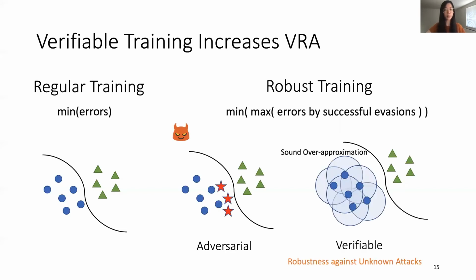There are two types of robust training methods: adversarial training and verifiable training. Adversarial training uses existing attacks to estimate the maximal errors found in the training instances. We use verifiable training in this paper. Verifiable training uses sound over-approximation techniques to get an upper bound of the maximal errors for all potential evasions, which bounds even the unknown attacks, and then trains the robust neural network models to achieve VRA.